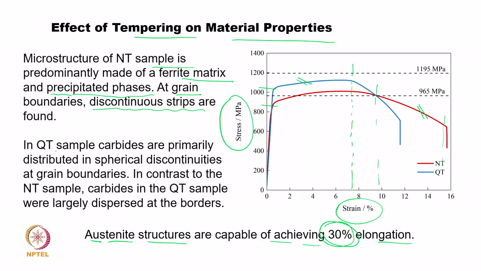While in the case of the QT, the sample generally has an abundance of carbides, which are primarily distributed as spherical discontinuities at the grain boundaries. In contrast to the NT sample, carbides in the QT sample were largely dispersed at the borders, or maybe the boundaries. So, this is the difference that comes when we go through different thermal cycles. Even though the base was the same, we can change the properties.